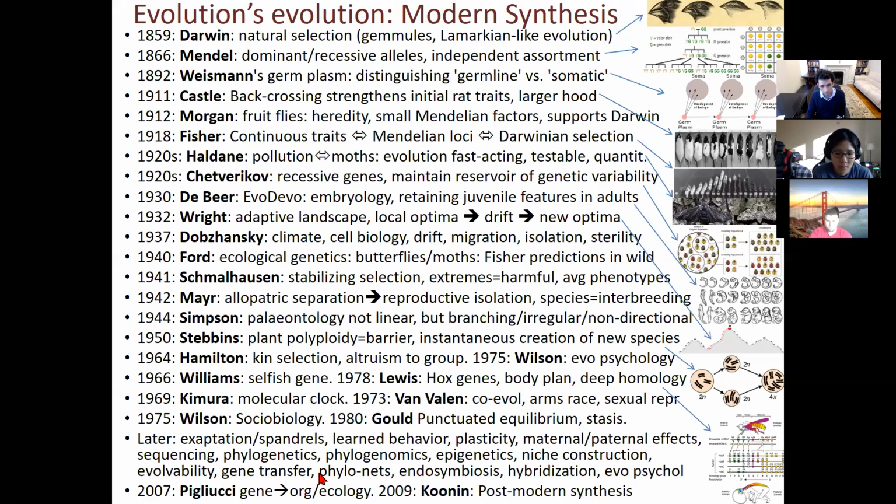Gene transfer and phylogenetic networks rather than traditional bifurcating phylogenies. And again, the concept of endosymbiosis, of being able to engulf another species and live within it, or have it live within you. Hybridization and evolutionary psychology, mate selection, sexual selection, moving from genes to organisms and ultimately ecology-level evolution. And again, Kunin proposing this post-modern synthesis, incorporating all these ideas. So anyway, I just want to expose you to all of these ideas.